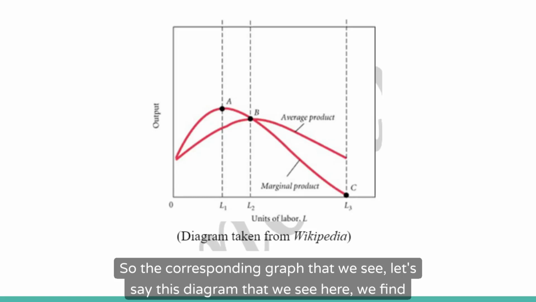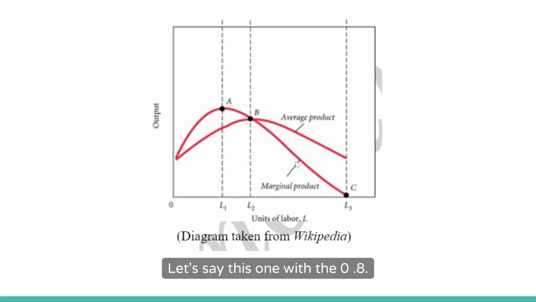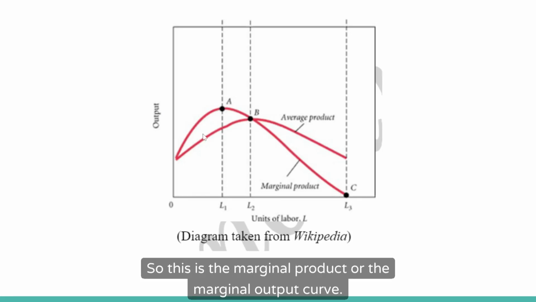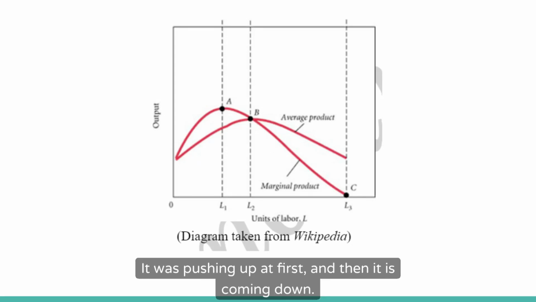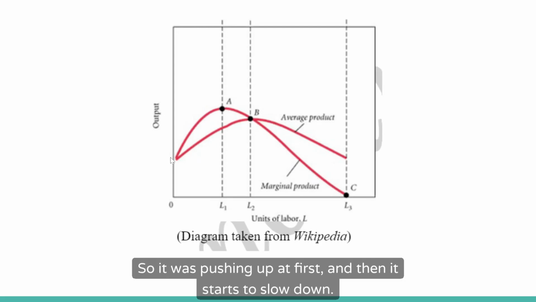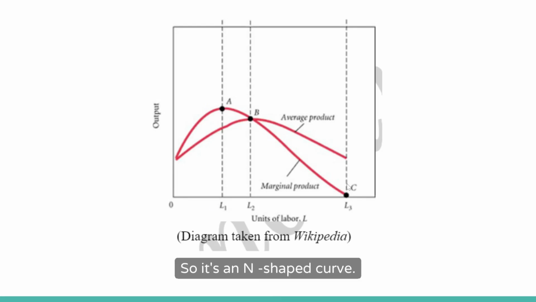So the corresponding graph that we see, let's say this diagram that we see here, this one with the point A, right? So this is the marginal product or the marginal output curve. We see that this is what we mentioned just now. It was pushing up at first, and then it starts to slope down. So it's sort of like an N shape, right? The letter N. So it's an N-shaped curve.